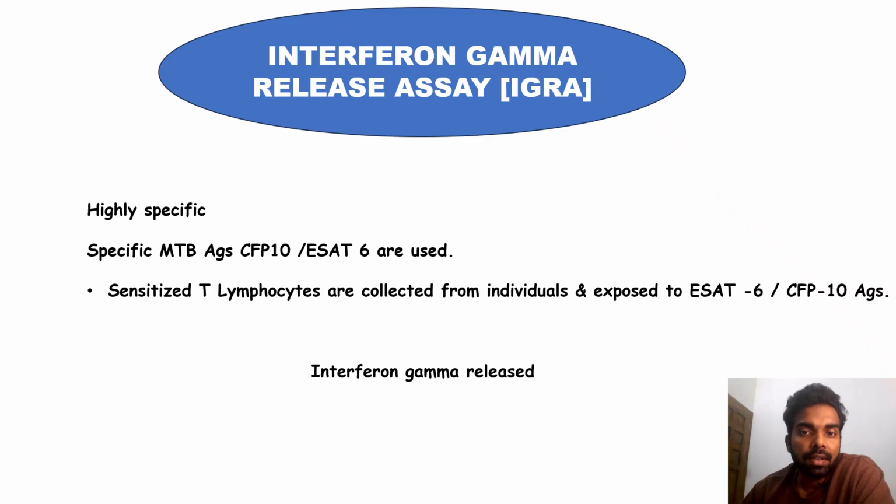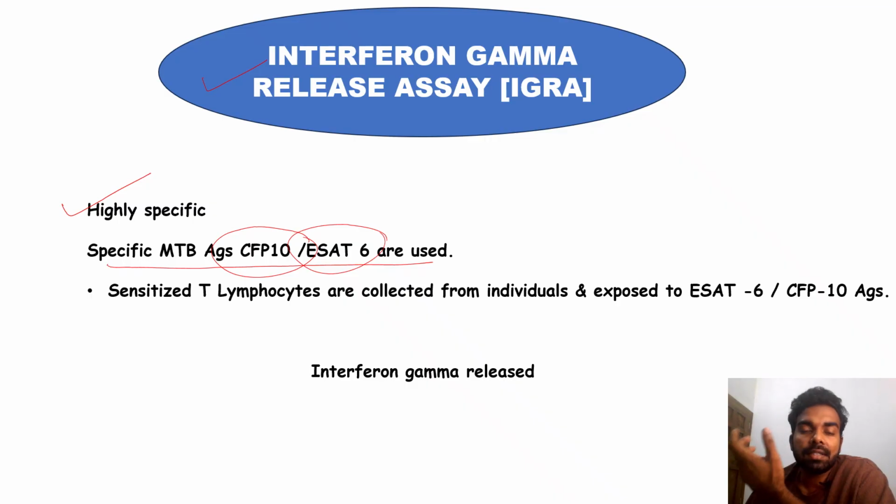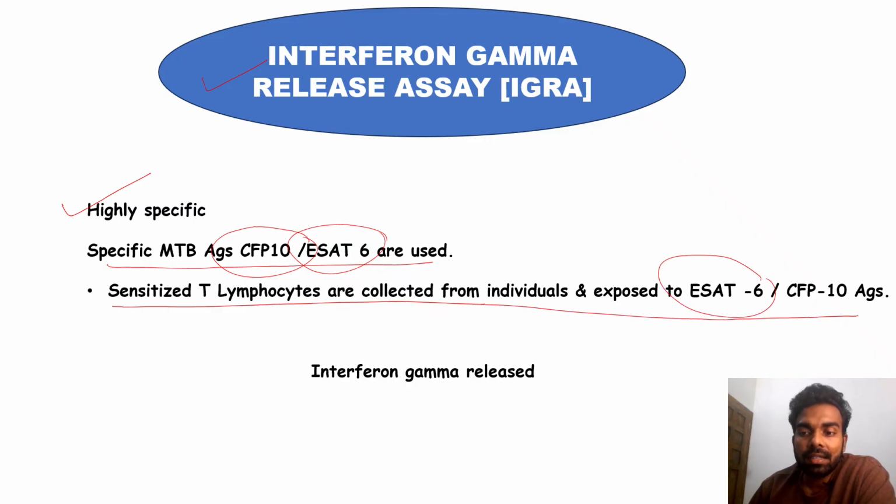There's also a test called interferon gamma release assay or IGRA, which is a highly specific test. And this test uses specific antigens like CFP10 or ESAT6. So how does it work? We collect sensitized T lymphocytes from the person who has or is suspected of having TB, and we expose them to the ESAT6 or the CFP10 antigens. Upon getting exposed to these, there will be a release of interferon gamma, and thus we detect Mycobacterium TB.